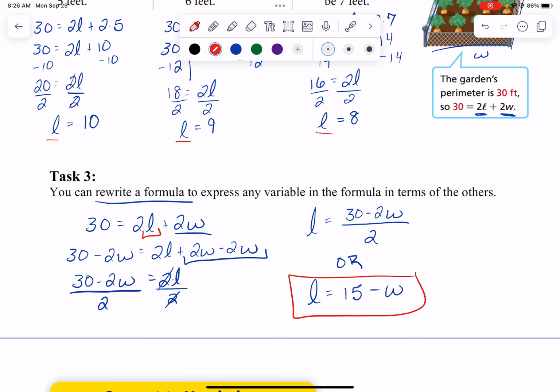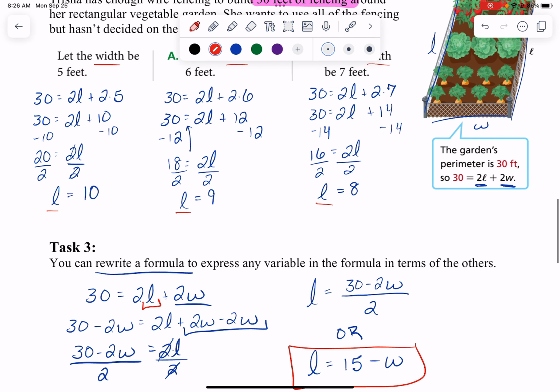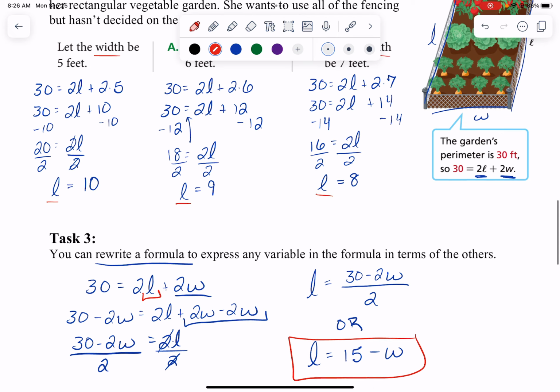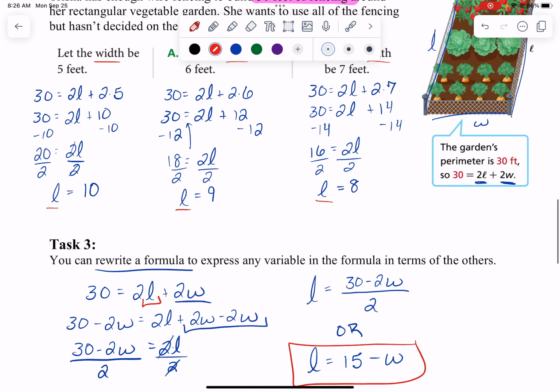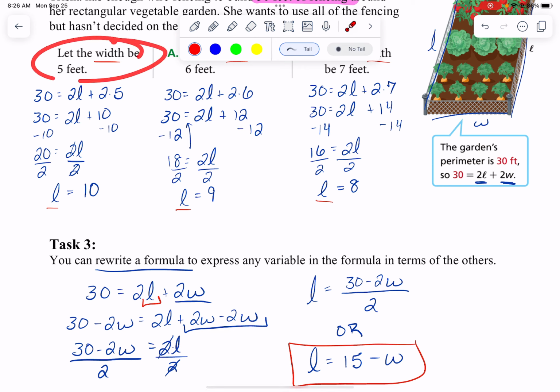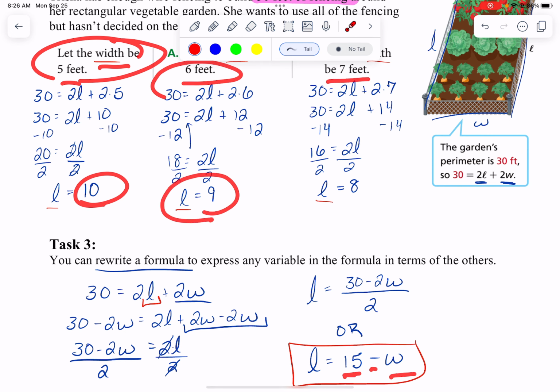Basically, what this tells me is if I know the width, I can very easily find the length. Okay, so I can just plug in. And if you notice, it does work for these equations up here. Because if my width is 5, I take 15 minus 5, I get the 10. If my width is 6, I take 15 minus the 6, I get the 9. If my width is 7, 15 minus 7 is the 8.